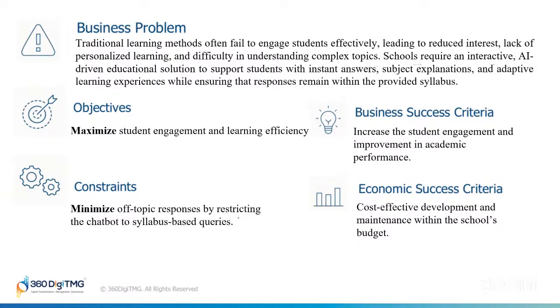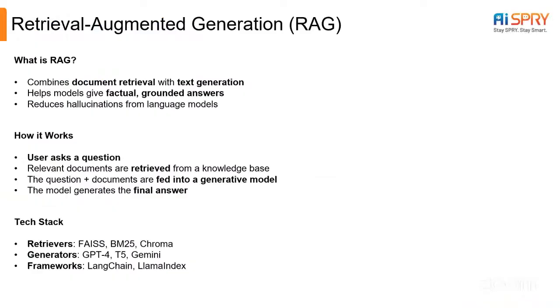Next we are moving to what is RAG. Basically, we have to build this chatbot based on a RAG application, or a RAG-based approach. So what is RAG? The full form is retrieval augmented generation. RAG combines document retrieval with text generation, and helps the model give factual and grounded answers and reduces hallucination from the language models.